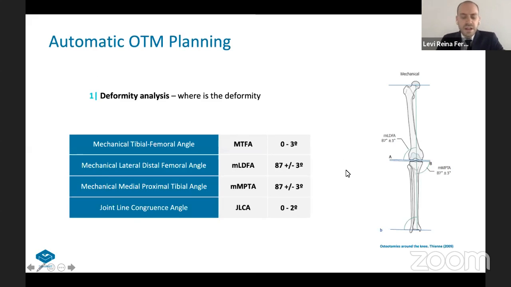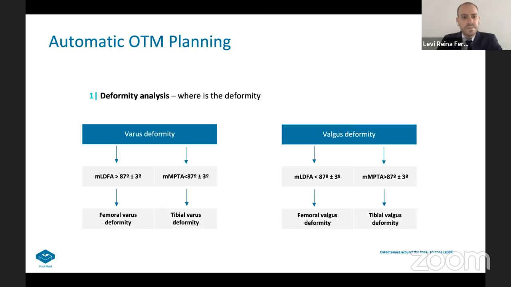So for the deformity analysis, we look at the mechanical tibiofemoral angle that will show us if it's a varus or a valgus, the mechanical lateral distal femoral angle to show us if the deformity is on the femur, the mechanical medial proximal tibial angle to show us if the deformity is on the tibia, and the joint line congruency angle to understand how much of the deformity is coming from the joint.